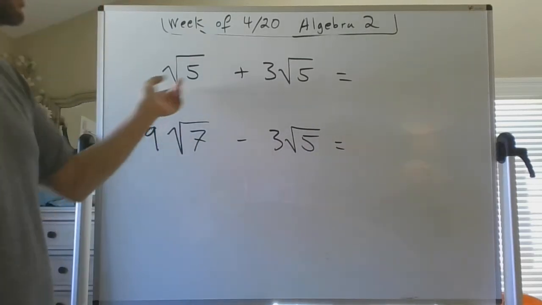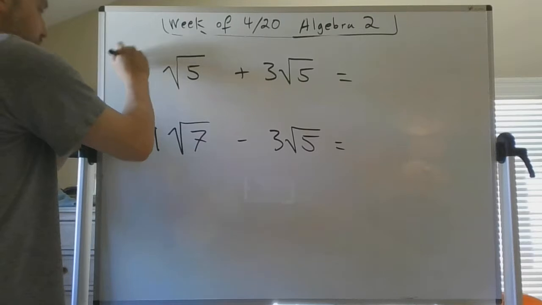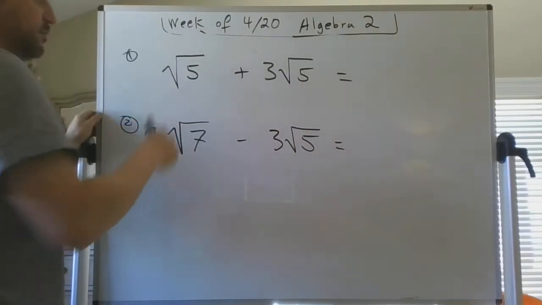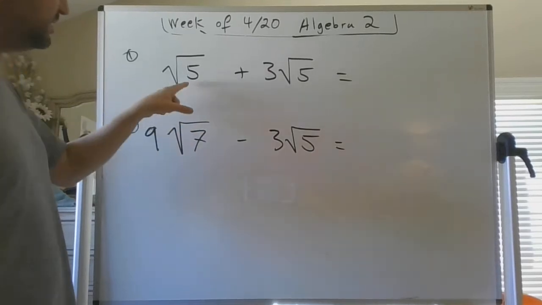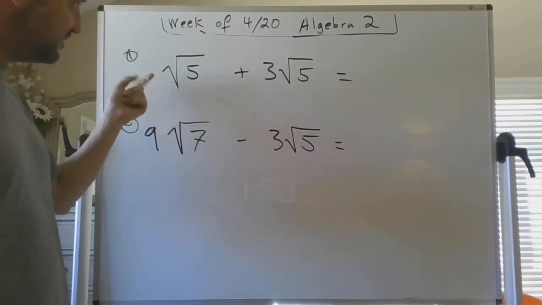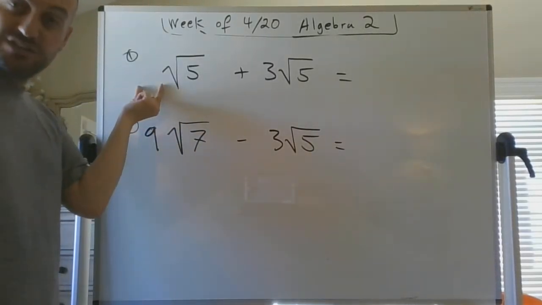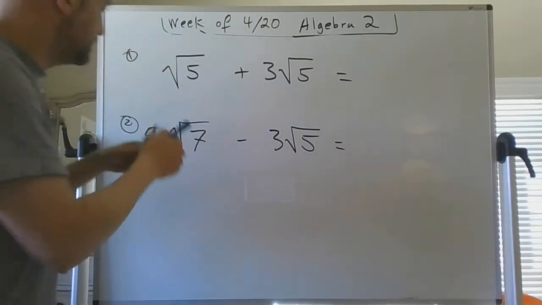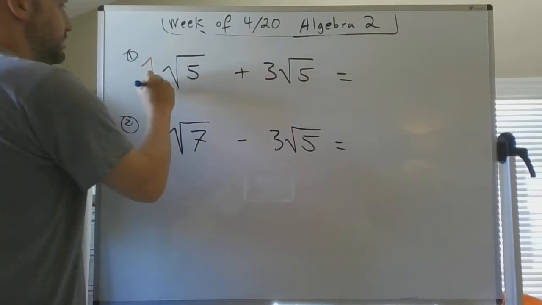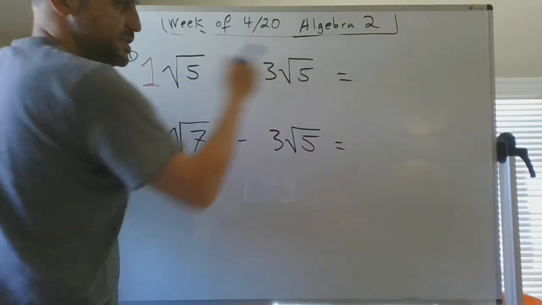Okay, so let's take this one real quick. Call this number one. I have square root of 5 plus 3 square root of 5. Well, this square root of 5 does have a coefficient, a number in front of it. It's actually an invisible 1. So you can think of that as an invisible 1. I'm going to put this in red. Plus 3 square root 5.